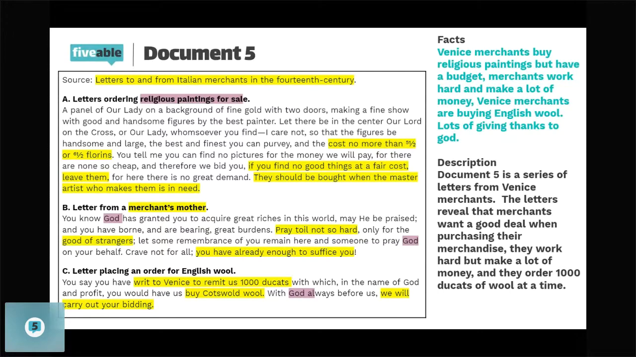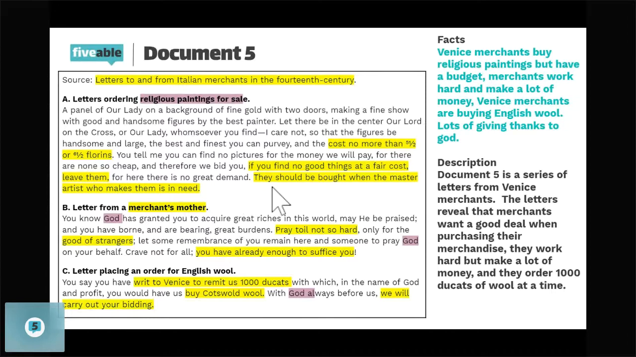But here's the kicker. "And the cost no more than 5.5 or 6.5 florins." Okay, so he's got a budget, right? "You tell me you can find no pictures for the money we will pay, for there are none so cheap, and therefore we bid you." Okay, he's like, if you can't find a really great painting for 5.5 or 6.5 florins, that's okay. "If you find no good things at a fair cost, leave them, for here there is no great demand." He's like, look, I want this, but only at this price.